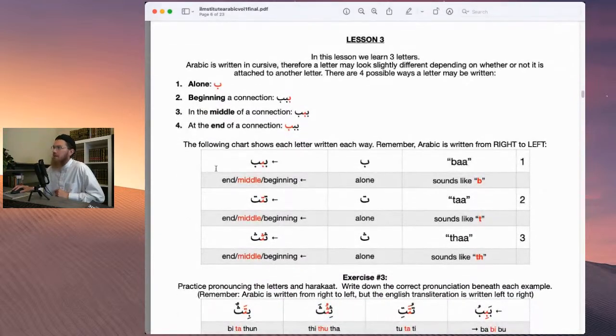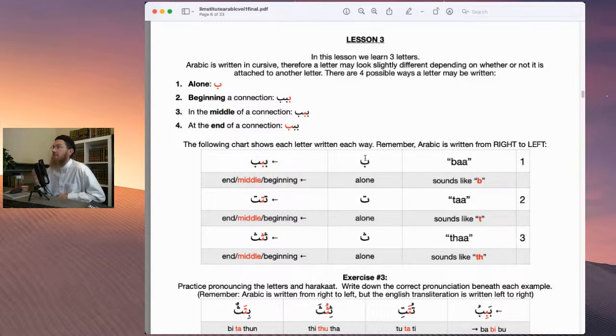And these are the charts that we use. So the following chart shows each letter written each way. Remember, Arabic is written from right to left. That's something I keep reminding you because it takes time to get used to it, right? Okay, so the first letter we learn is the letter ba. And what sound does it make? It sounds like the English B. So we use a B to represent the sound of the ba.